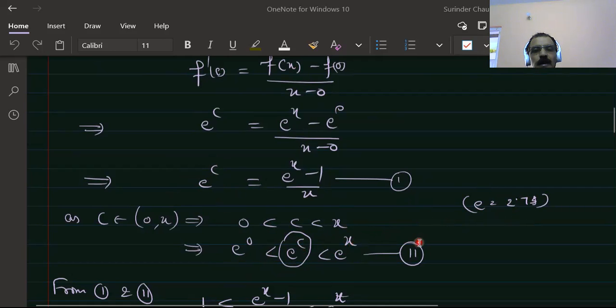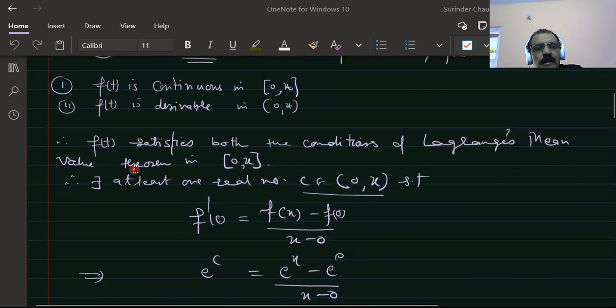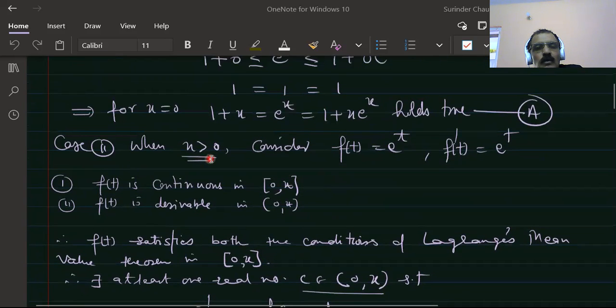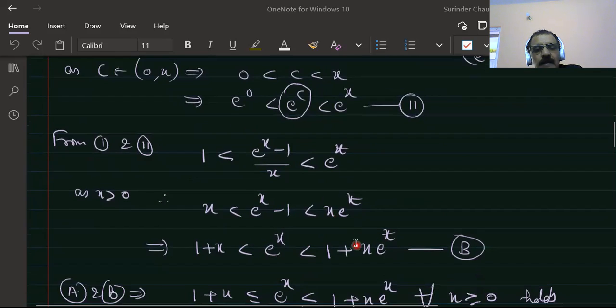Now substitute the value of e to the power c here. This will be 1 is less than or equal to e to the power c, equal to (e to the power x minus 1) upon x, which is less than or equal to e to the power x. Now x is greater than 0 in the second case, so if we multiply the inequality by the positive number x, the inequality stays the same. So x is less than or equal to e to the power x minus 1, which is less than or equal to x e to the power x. Now add 1 to each part of the inequality.